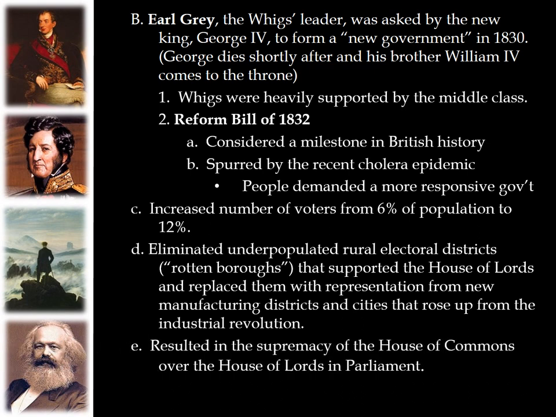This resulted in the supremacy of the House of Commons over the House of Lords in Parliament. Now, those middle class bourgeoisie who owned the factories had more votes because they were the ones living in the cities, they were the ones running the factories and they were the employers of the working class people, and they now had more of a say. Now, we don't have the workers having the vote yet, but at least this is a step in the right direction. Ultimately, it gave more upper middle class people the right to vote. It lowered the property qualifications for voting, this Great Reform Bill of 1832, and it drew the political boundary maps to better represent the growth in population.